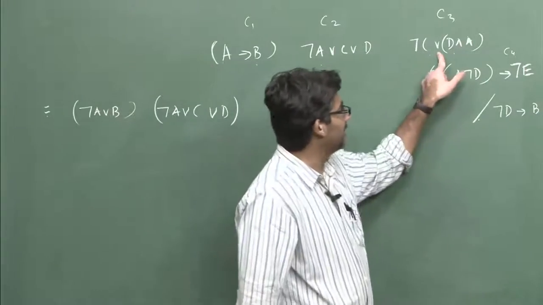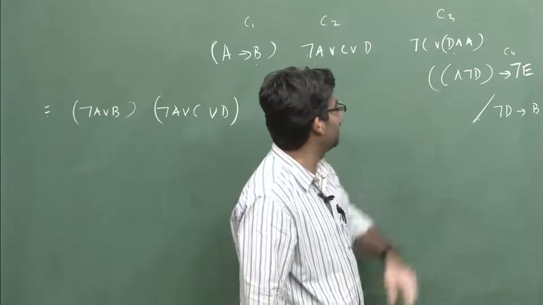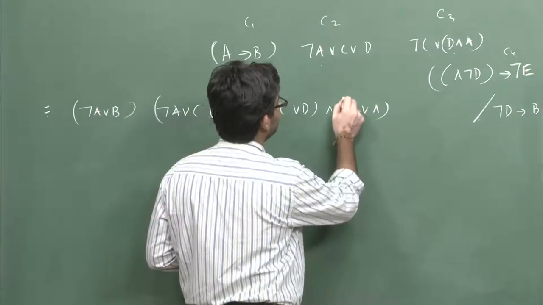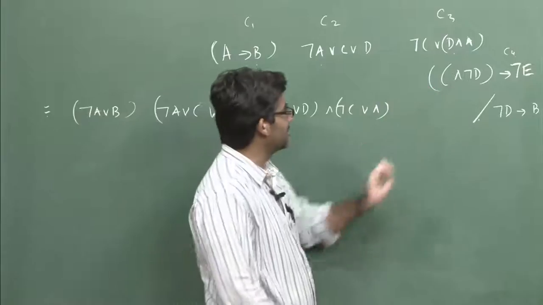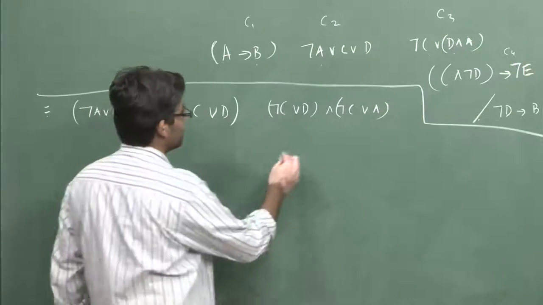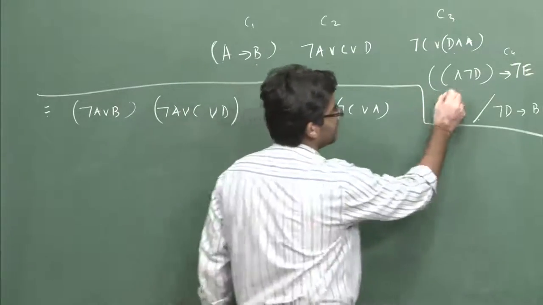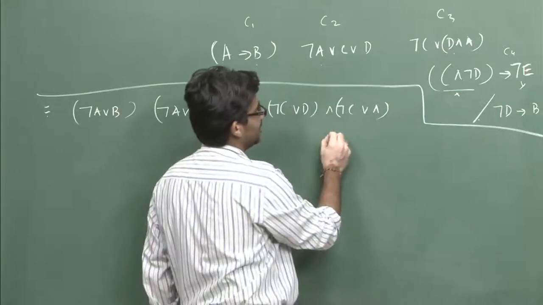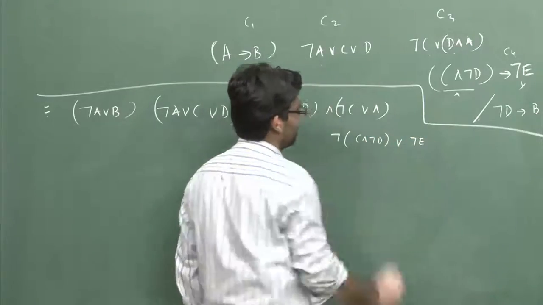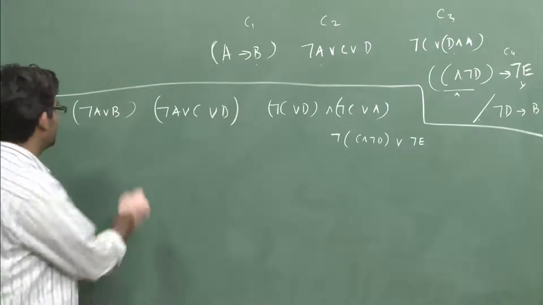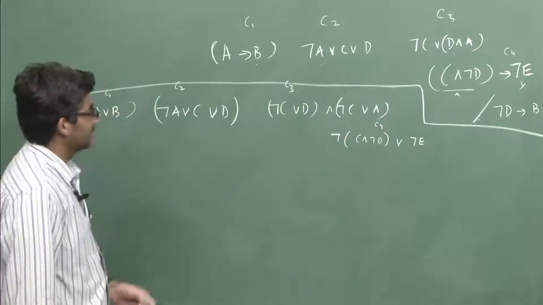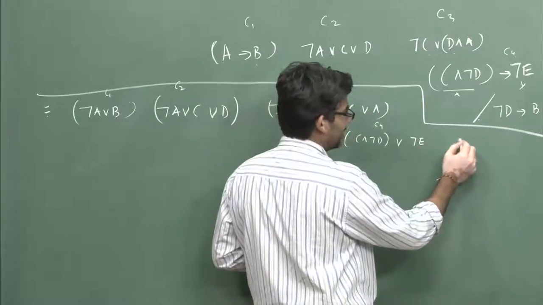So now we need to apply the distributive law, then it will become not C or D and not C or A. So this is the third clause. So now the fourth one can be written in this way. So now this whole thing is taken as X and this as Y. So now this is not of C and not D or not E. So these are the clauses that we have: C1, C2, C3 and C4. First we will write it in this particular kind of format, and the third one is that.